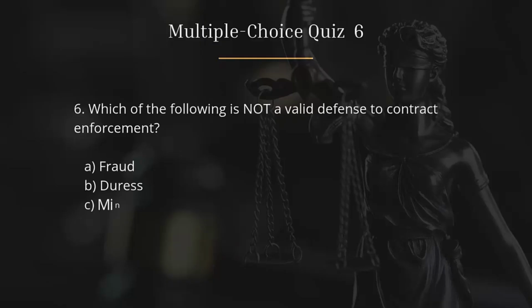Multiple choice quiz 6. Which of the following is not a valid defence to contract enforcement? A. Fraud. B. Duress. C. Minority. D. Consideration.